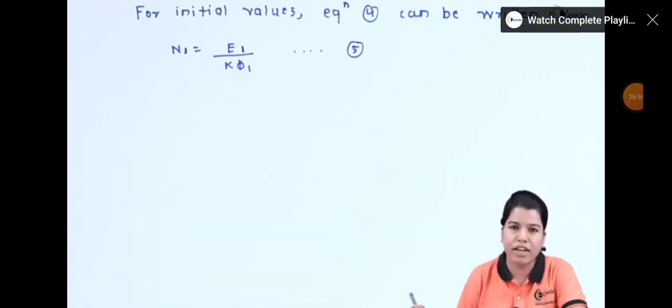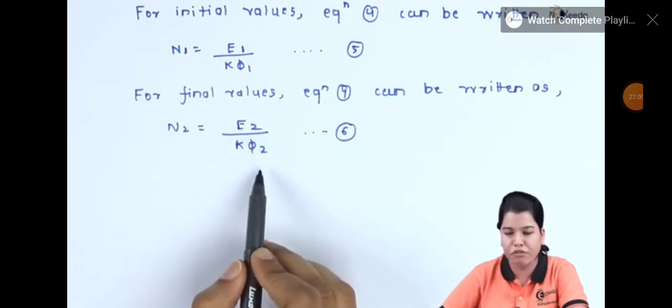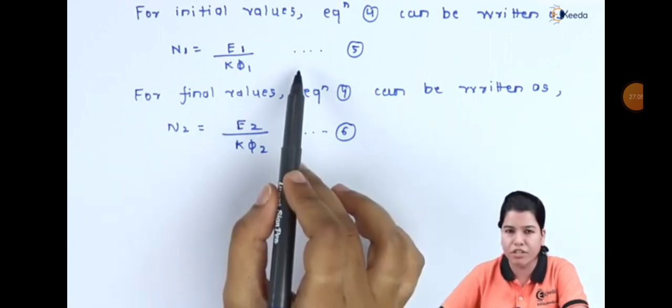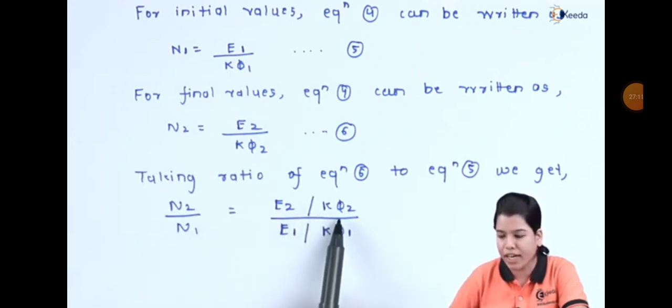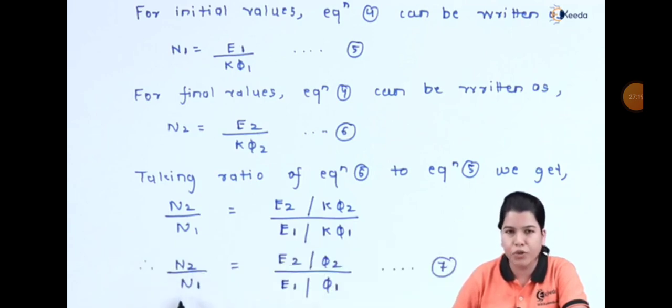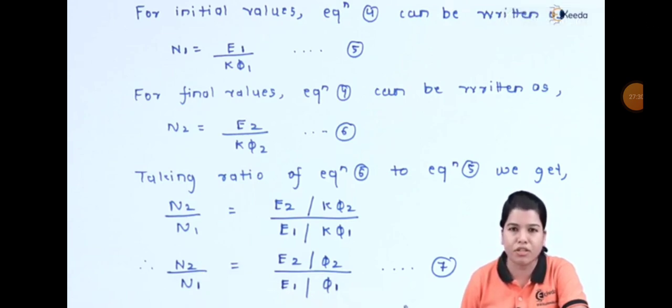Similarly, for the final values, the equation can be written as N2 is equal to E2 divided by Kφ2. Equation number 6. Now, if we take the ratio of equation 6 to equation 5, we get N2 by N1 is equal to E2 divided by Kφ2 divided by E1 divided by Kφ1. K will get cancelled, so we can write N2 by N1 is equal to E2 divided by φ2 divided by E1 divided by φ1. This type of equation gives us the relation between initial and final values. This equation is very important while solving the numericals.